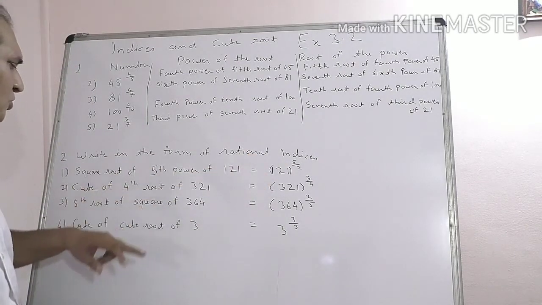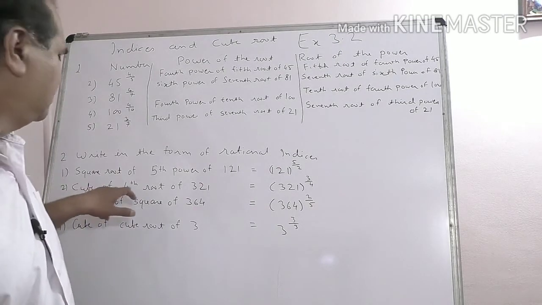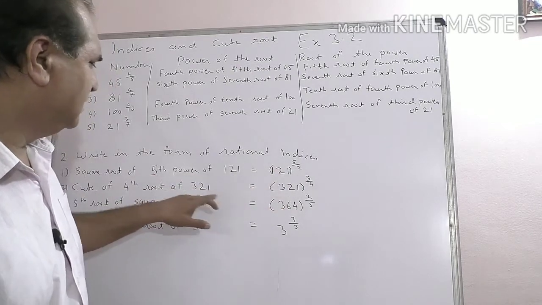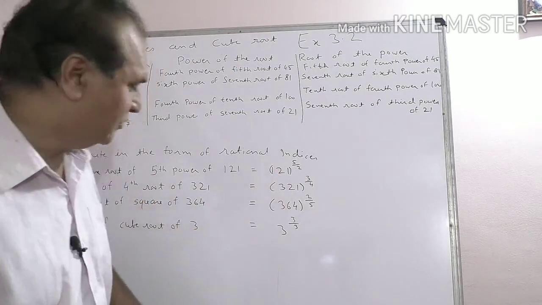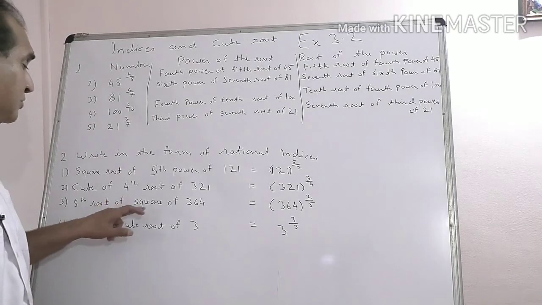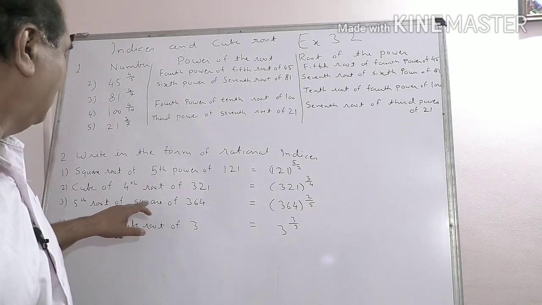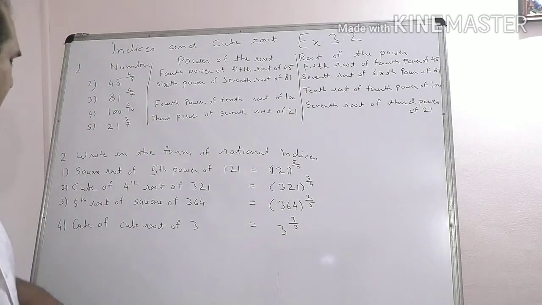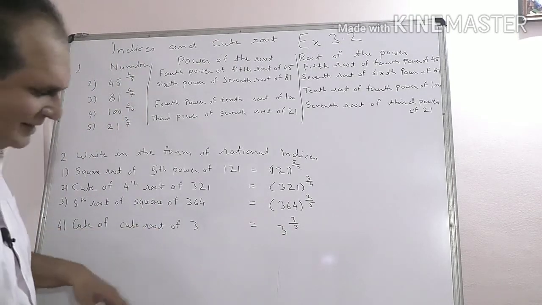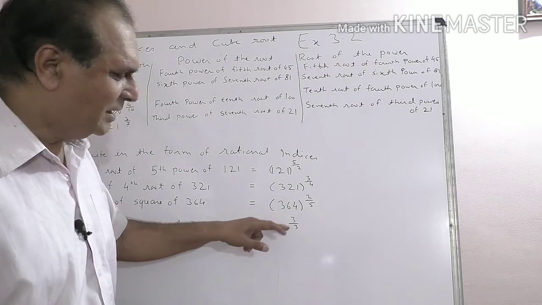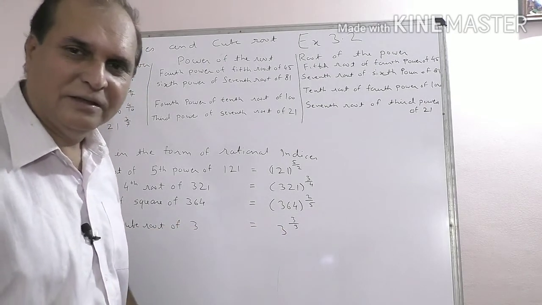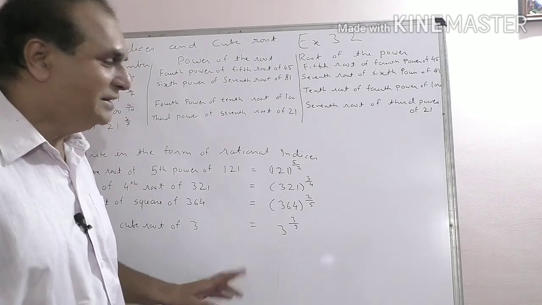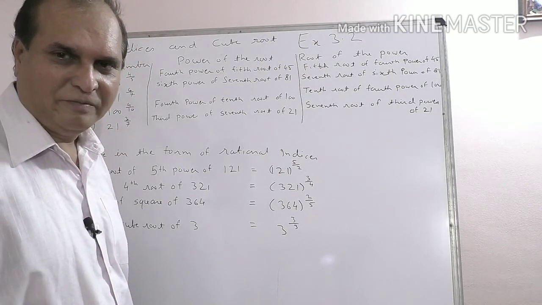Cube of 4th root of 21. Cube, that is a power. 4th root, so 3 upon 4. 21 raised to 3 upon 4. 5th root of square. Square, so 2 power is up, 5 is down. 64 raised to 2 by 5. Cube of cube root of 3. Just cube and cube root. 3 up, 3 down, 3 raised to 3 upon 3. 3 upon 3 is 1, 3 raised to 1 is 3, but still it's okay to write up to here.